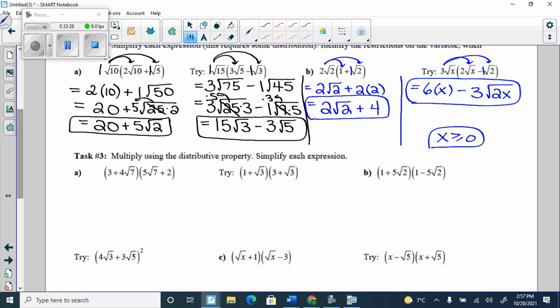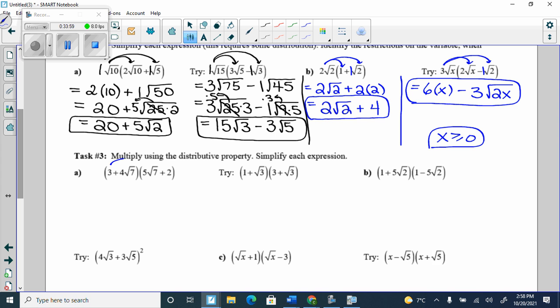Binomial times a binomial. Your teacher would have given you an acronym to help you out with this: FOIL. F-O-I-L. So you do the first part, then the outside ones, then the inside ones, then the last ones. First, outside, inside, last. Say you don't like acronyms. All you need to know is you need to multiply everything in the one bracket by everything in the other. As long as you do that, that's fine. So I'm going to FOIL them.